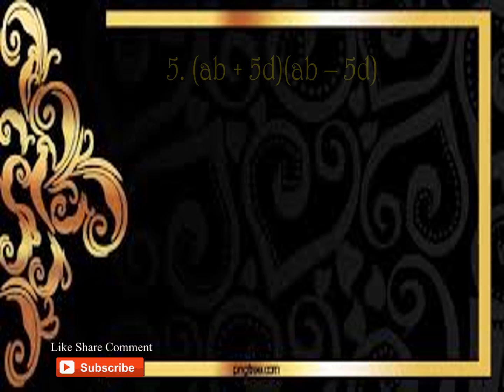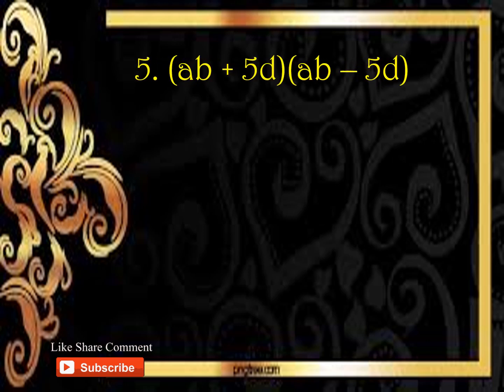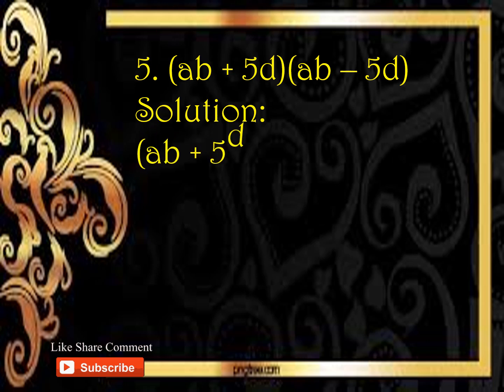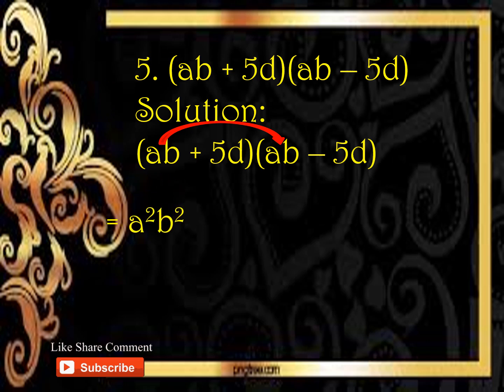And for the last number, we have quantity AB plus 5D times quantity AB minus 5D. So, solution. Again, we can use the distributive property or the FOIL method. So, let's have AB times AB is equal to A squared B squared.